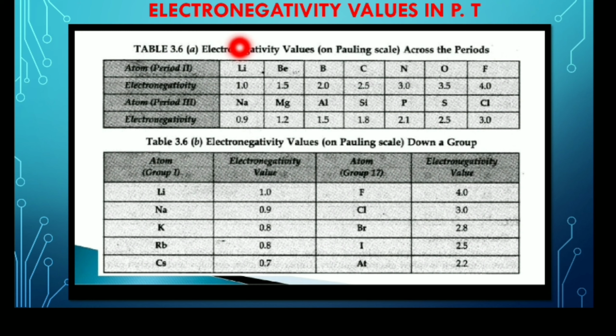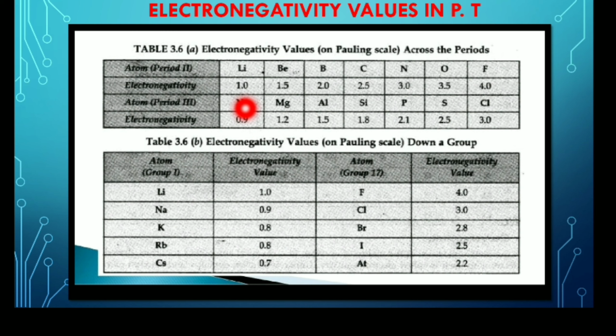See, from left to right, the second period elements: lithium, beryllium, boron, carbon, nitrogen, oxygen and fluorine. Lithium shows an electronegativity value of 1, then 1.5, 2, 2.5, 3, 3.5, 4. So from left to right, electronegativity values increase. The highest is in fluorine. The element fluorine shows the highest electronegativity value.